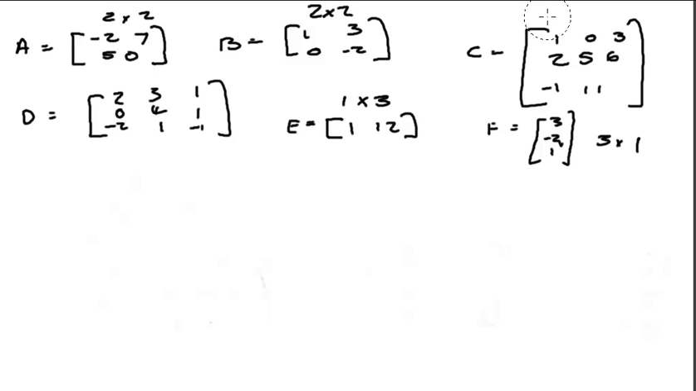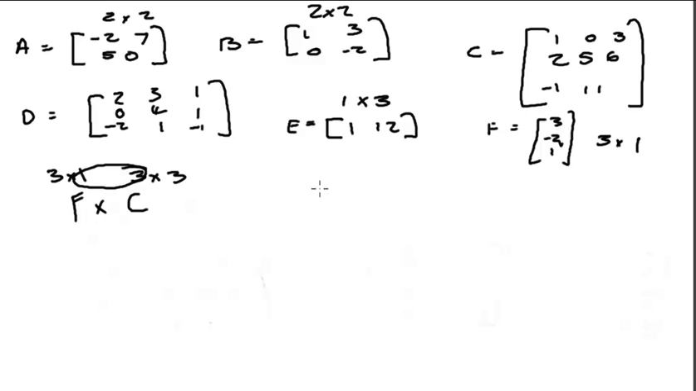Let's see if we can figure out what F times C is. Can we even do that? To figure out if we can do F times C, I write the dimensions of F here. F is a 3 by 1. C is a 3 by 3. Now, in order to be able to multiply F by C, these two numbers have to be the same. And in this instance, these two numbers are not the same, and so I can't multiply those. You cannot multiply F times C because those two numbers are not the same.